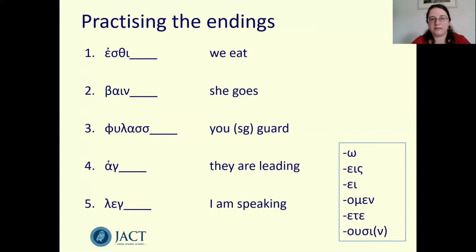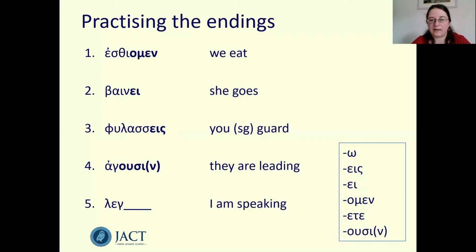All right, let's go through these. For we eat, the ending is first person plural, so we need omen. Esthiomen, we eat. For she goes, we need the third person singular ending for he, she, it. That's ei. So we have bainei, she goes. For you singular guard, we need the second person singular, eis. So we have phulaseis, you guard. For they are leading, we need the third person plural. That's ousi or ousin. So we have agousi, they are leading.